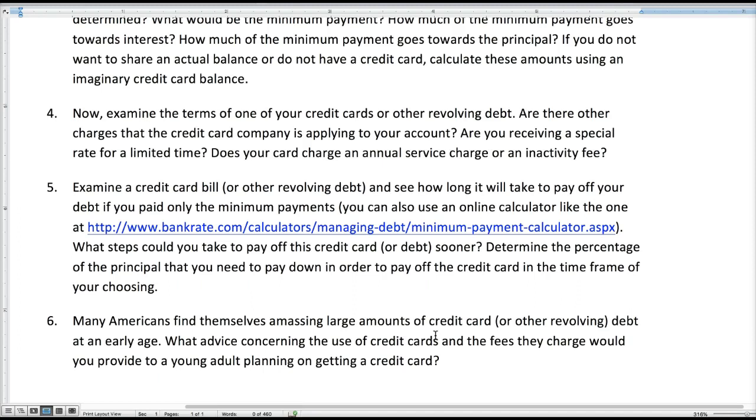Now, this is what the project is about. So what I'm going to do now is show you an example of what I did for the calculation part of this, as well as give you some tips on what I think you need to do as far as framing the paragraphs to have your paper flow the way that it needs to.